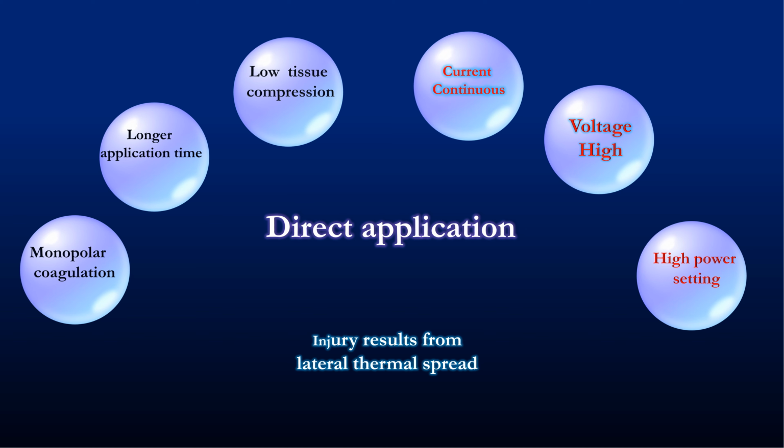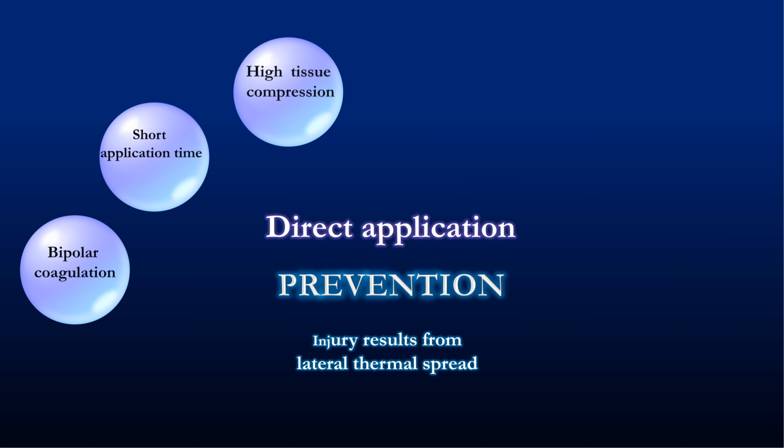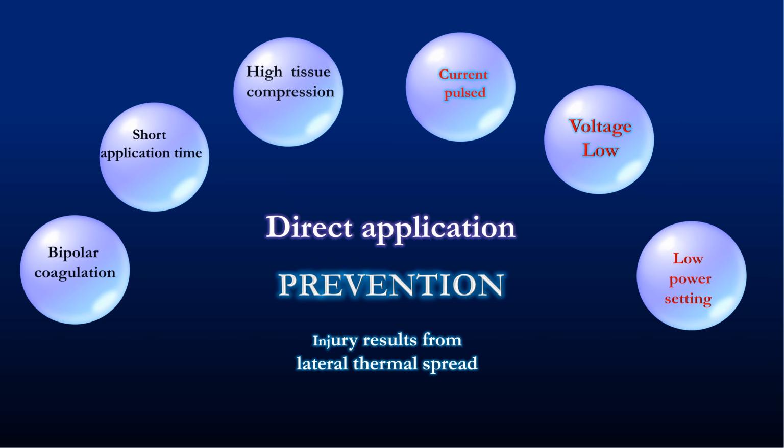Here we can see some factors which increase the lateral thermal spread and the subsequent injury: using monopolar, longer application time, low tissue compression, using continuous application, high voltage and high power setting. In contrast, if we are using bipolar coagulation, we will decrease the risk. If the application time is short, we will decrease the risk. If the tissue is compressed in a proper way, we can decrease the risk. Using pulsed waves of current rather than continuous is a factor that decreases the risk. Using low voltage or current waveform decreases the risk. And using a low power setting also decreases the risk.